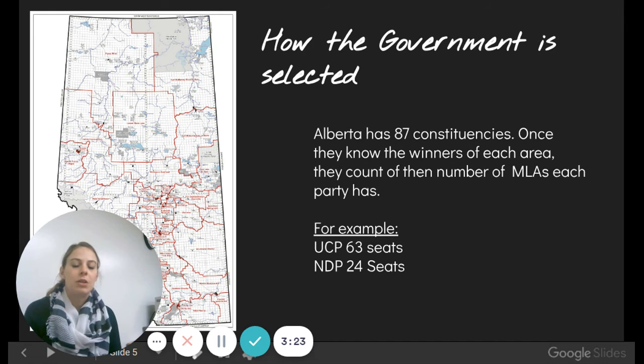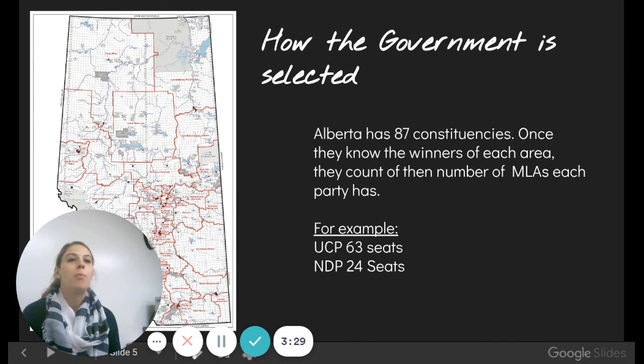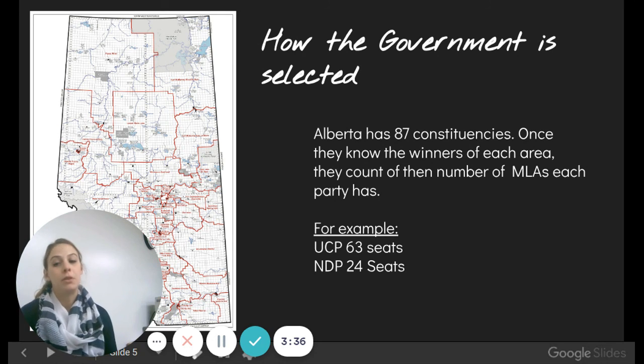And so then what they do is they look at, does one party have more than half? If so, they are a majority government. But if they don't, then it's a minority government. It means they have less than half the seats. So right now, Alberta has a UCP majority government. And that is how an MLA is elected, as well as how the government is chosen.